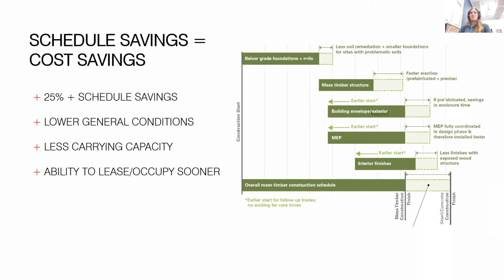So that means there's less carrying cost, the owner can lease and occupy sooner, and this really comes from limiting foundations because you have a lighter building, erecting things quickly because it's prefabricated, using prefabricated modular facade systems that can kind of enclose the building quickly and make sure the timber is protected, earlier start in mechanical because of the prefabrication, and kind of just pushing the whole schedule forward to save time in construction.